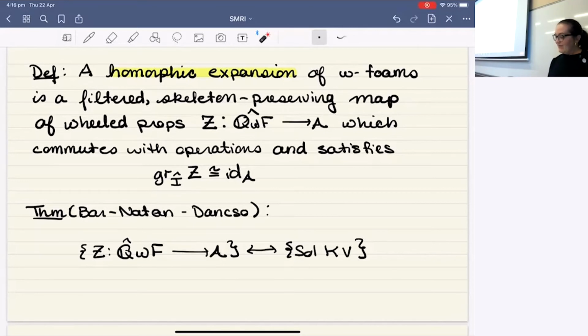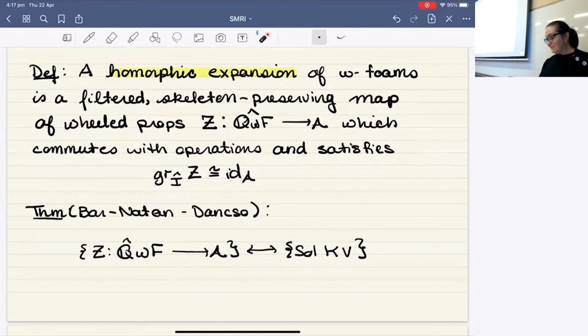That's QWF hat. And a homomorphic expansion is now a skeleton-preserving map that goes from this completion to some associated graded, which is something that comes up naturally when you've done this I-adic completion. I want these to commute with all the operations, that's the hard part. And it satisfies that on the associated graded, this is just the identity. So in other words, a homomorphic expansion is an isomorphism between a completion of this topological object and its associated graded.